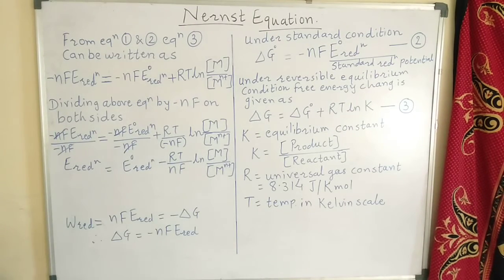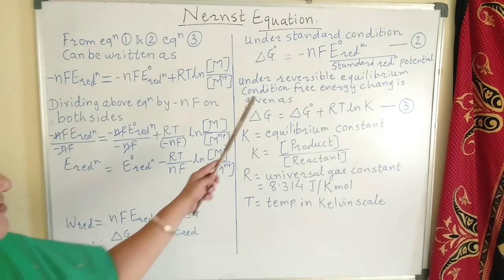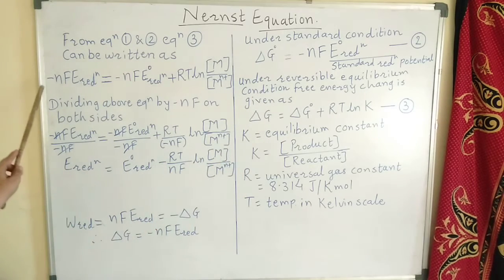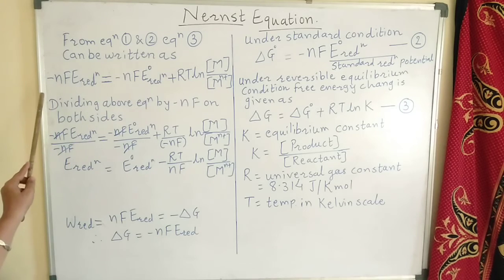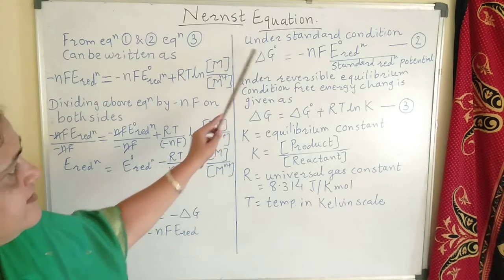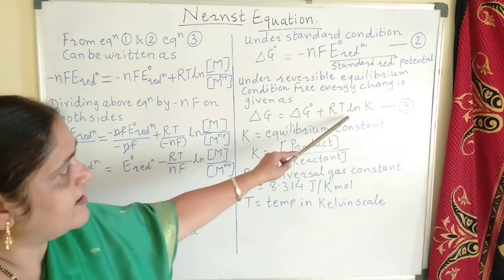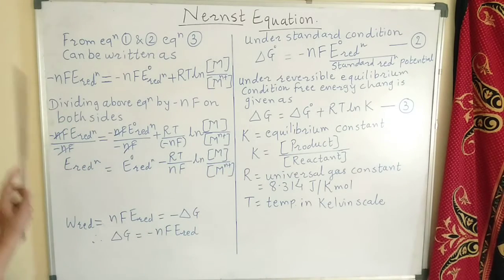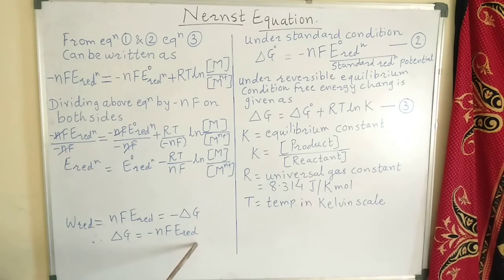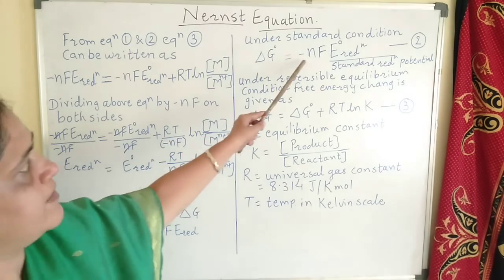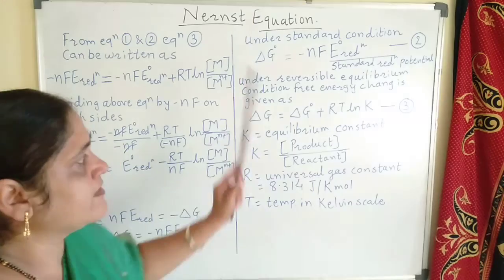So now by putting the values of equation 1 and equation 2 in the equation 3, you can write the equation 3 as delta G is equal to delta G naught plus RT ln K. This is our equation 3. So here delta G is equal to minus nFE reduction and delta G naught is equal to minus nFE naught reduction.